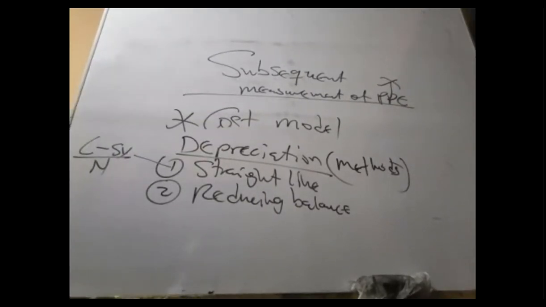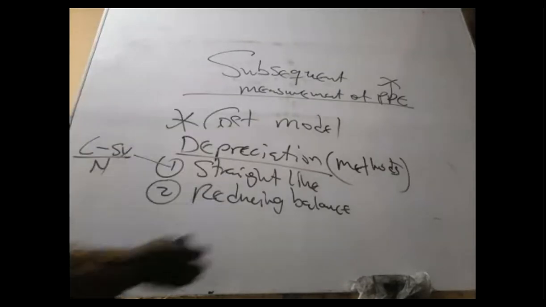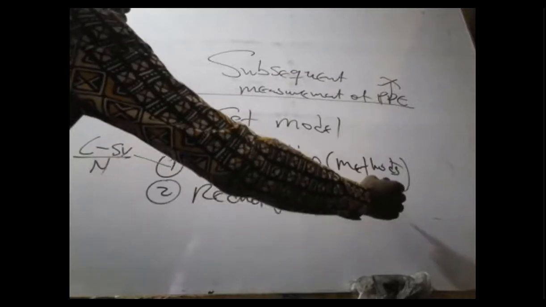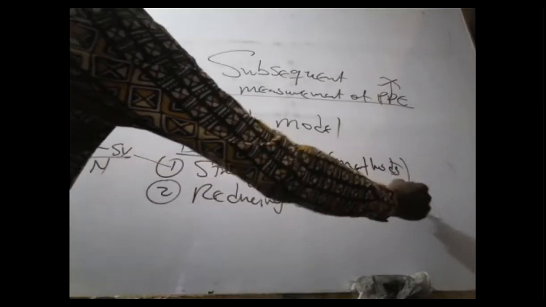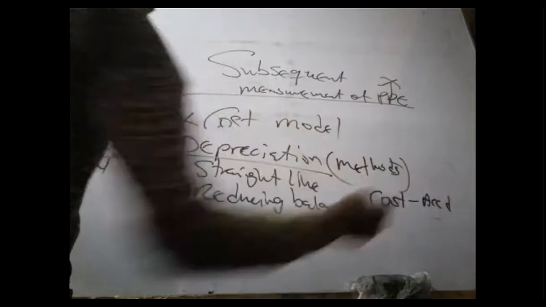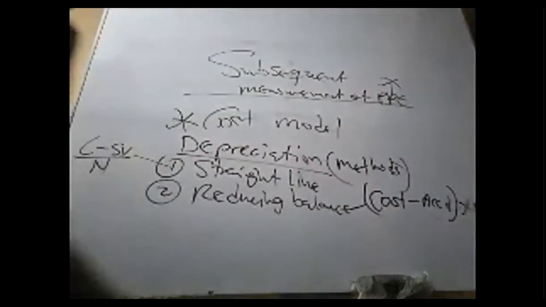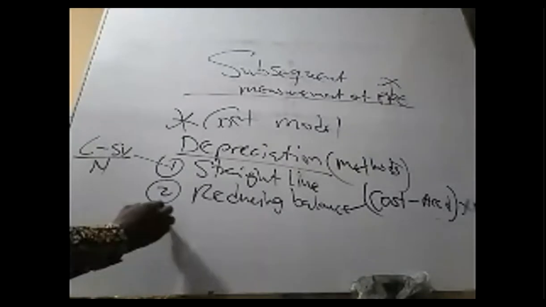Okay, so that's the straight line method. Reducing balance is equal to the carrying amount, that's the cost minus accumulated depreciation, times the rate. That is it. Let's go to number 3. These are the main important ones that you should know: the first two.